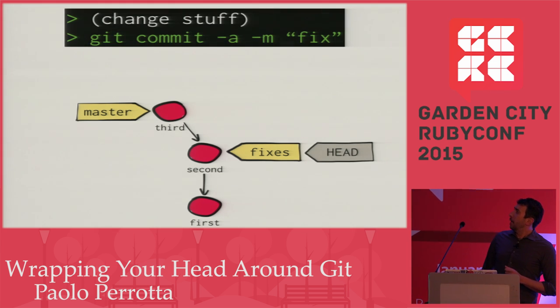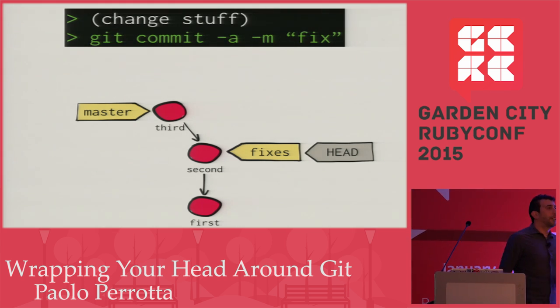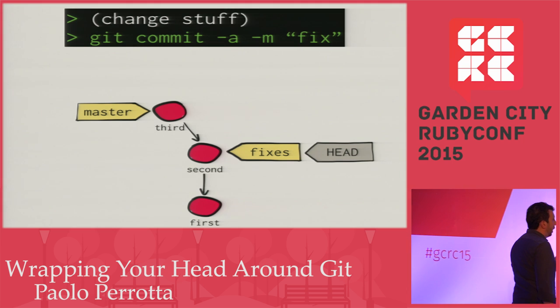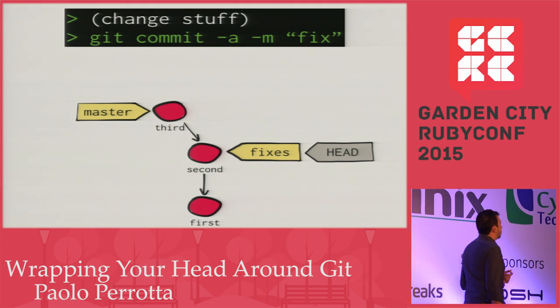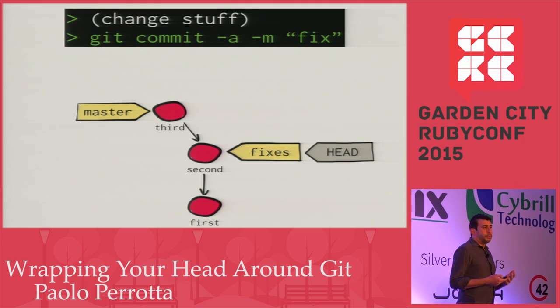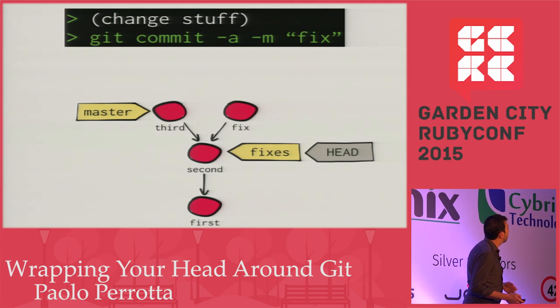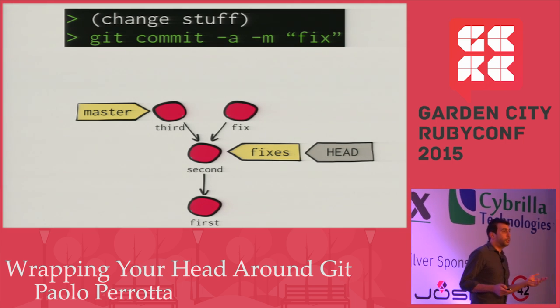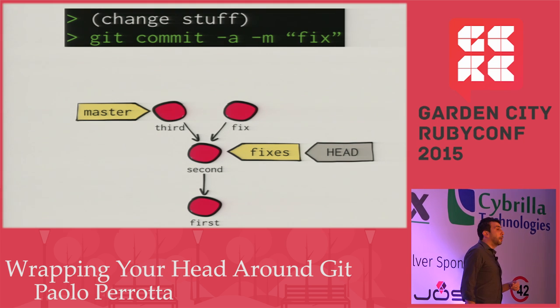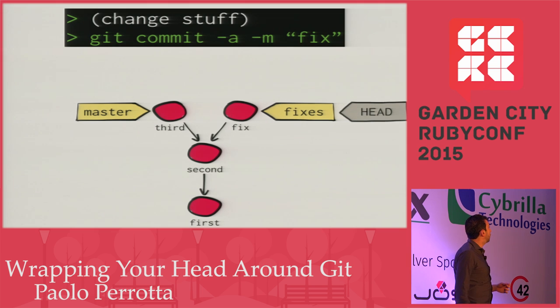OK, now what happens if I change stuff now and I create another commit? Now you know what happens. First, the new commit. Let's put it here, because the parent of the new commit is always the current commit. And of course, master is going to stay there. HEAD is going to stay there, but fixes is going to move.